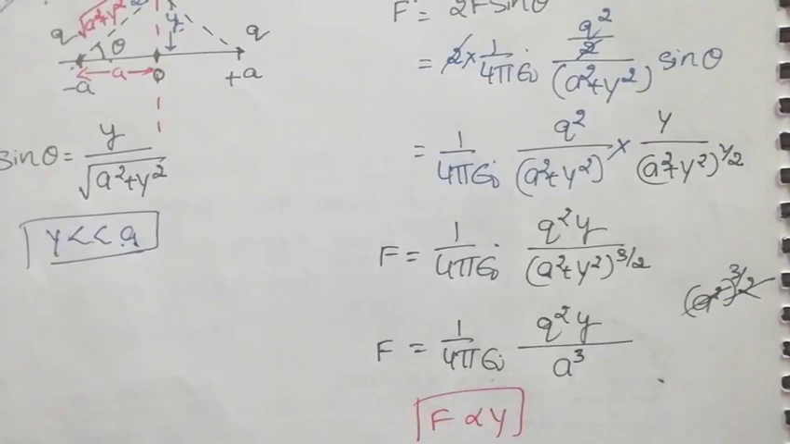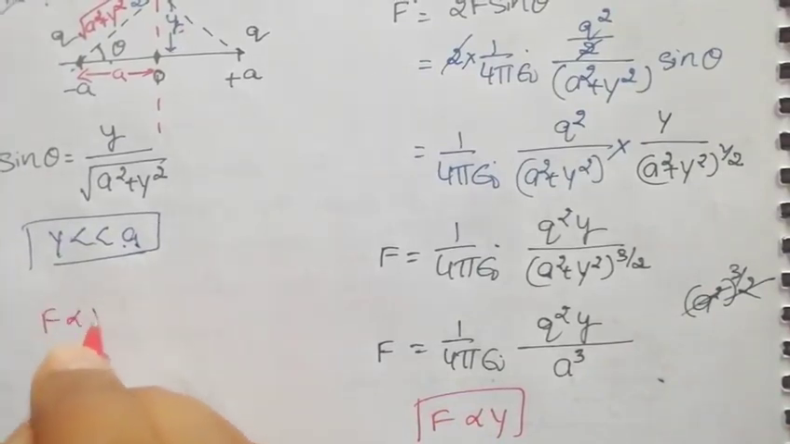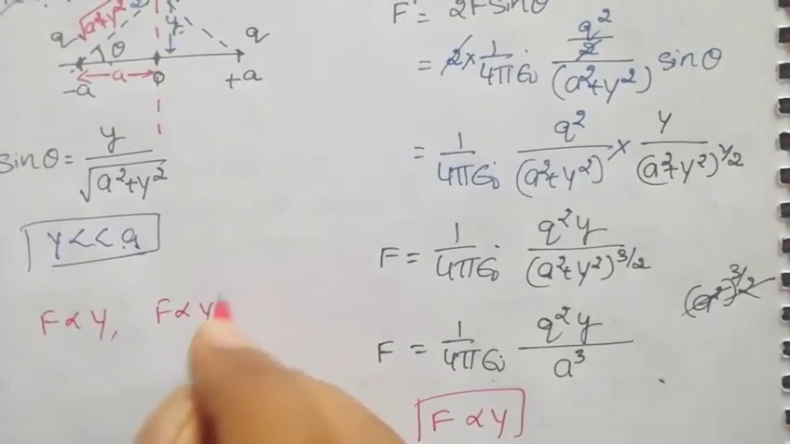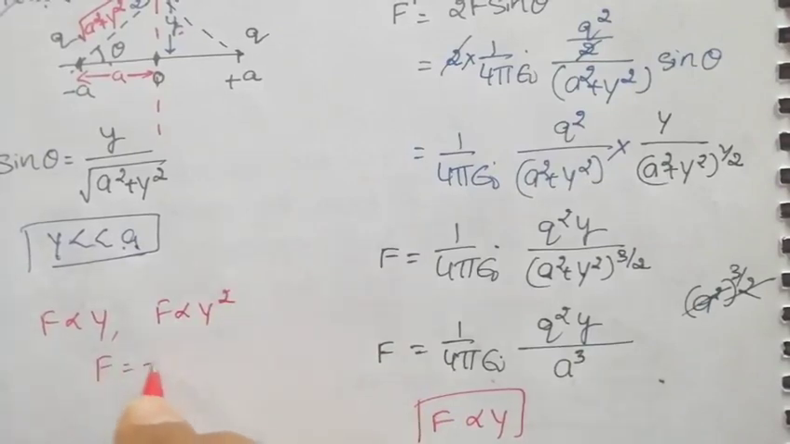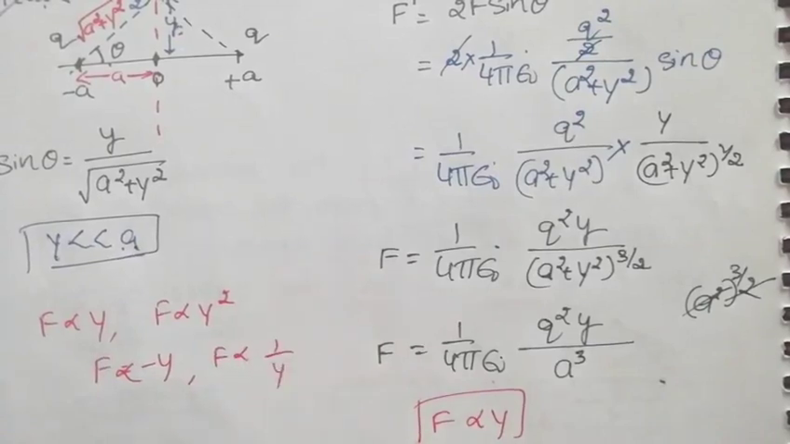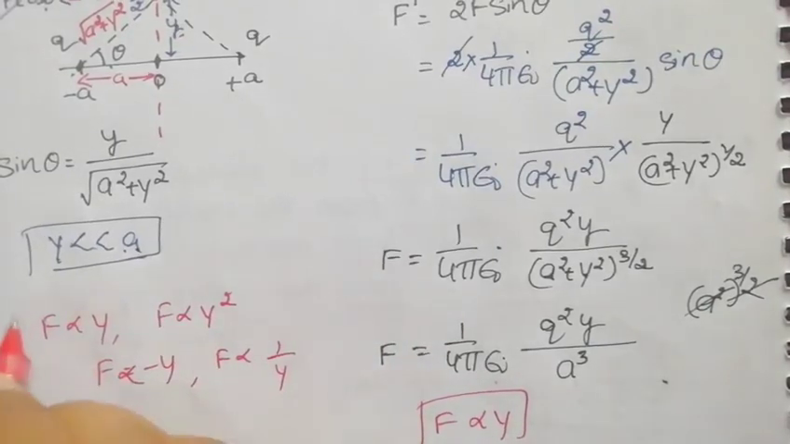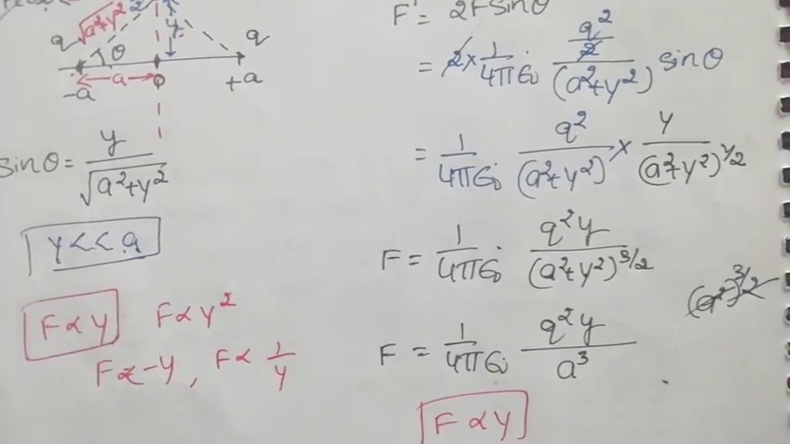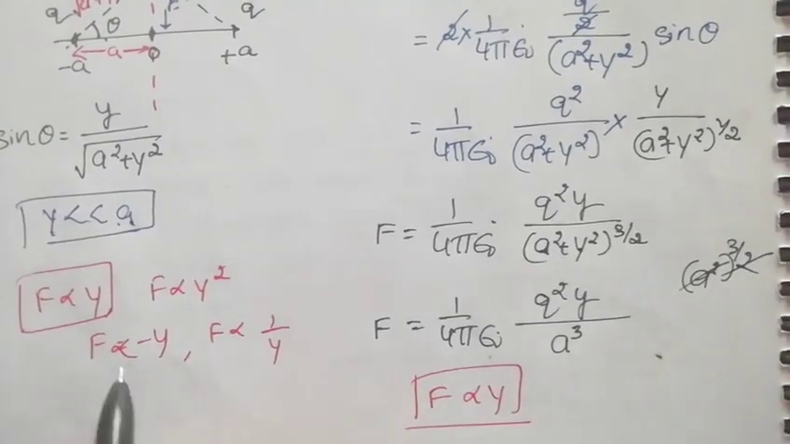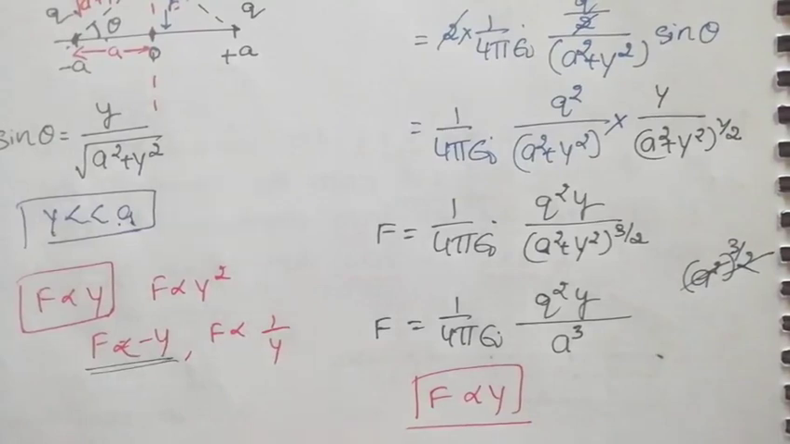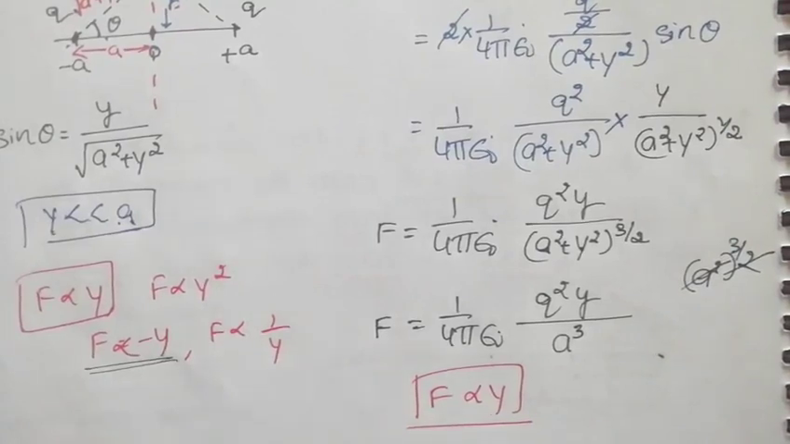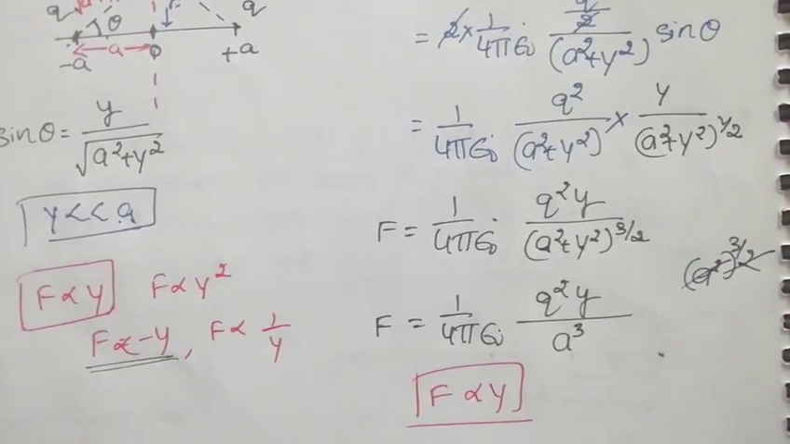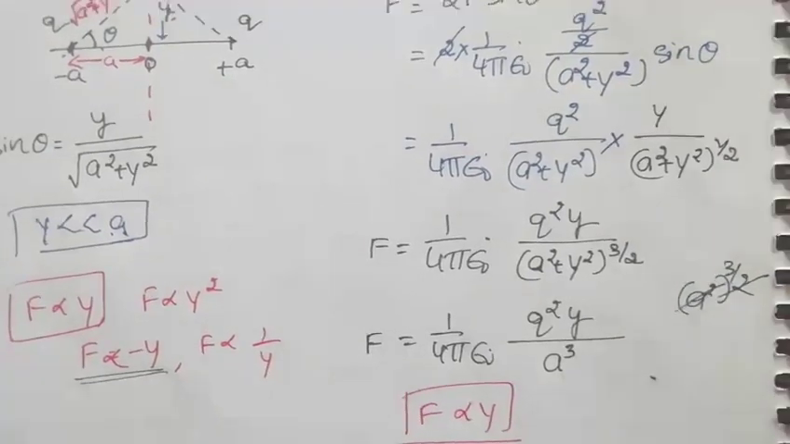So in the options you may find one case F proportional to y. Second option, F proportional to y square. Third option, F proportional to minus y. Fourth option, F proportional to 1 by y. What is the correct answer? F proportional to y. Whether it is oscillating with simple harmonic motion? No. For simple harmonic motion, the condition is F must be proportional to minus y. So this is not simple harmonic motion. It is just oscillatory motion. You can find many numericals.